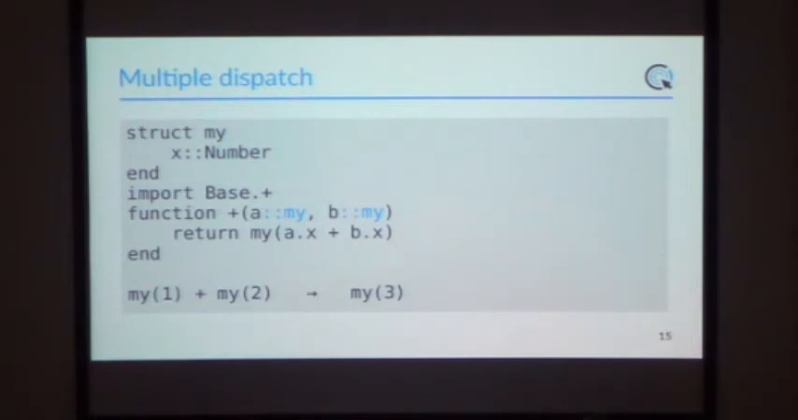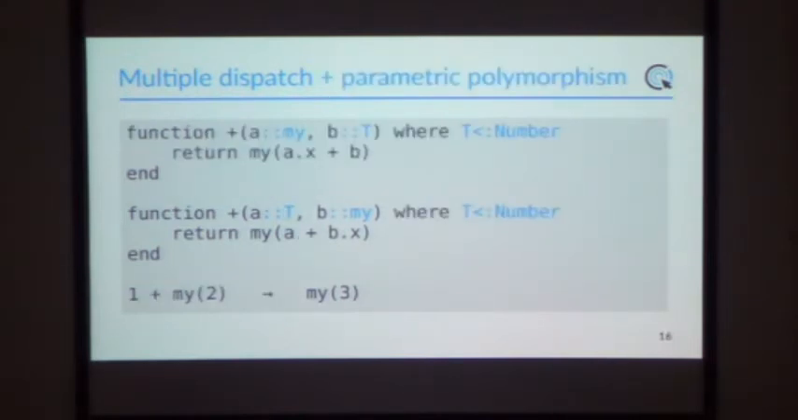Okay, now let's see what we can do when we want to add any number to our type. So if I have a My struct, then I want to be able to write 1 plus my struct, or my struct plus 1. In object-oriented languages, you can usually do it only in one direction. This is how you do it in Julia. Besides multiple dispatch, you also use parametric polymorphism, which sounds like a scary word, but you already know it, because if you think of templates in C++ or generics in Java, this is the same thing but with a fancier name.